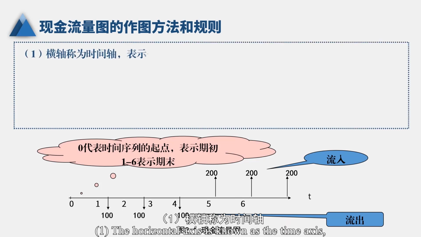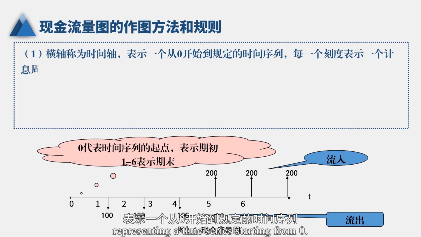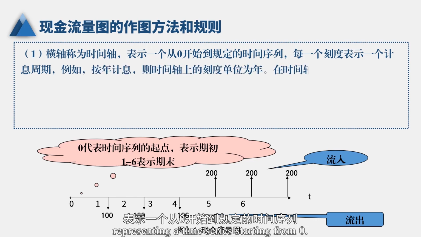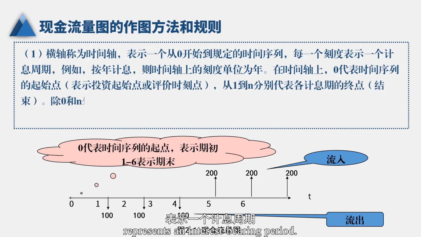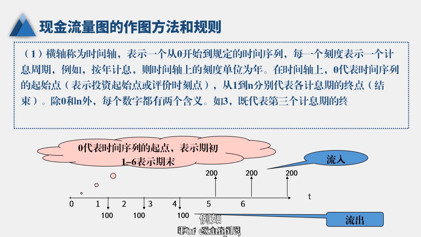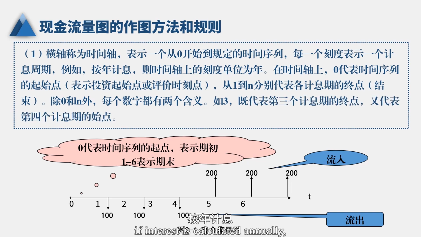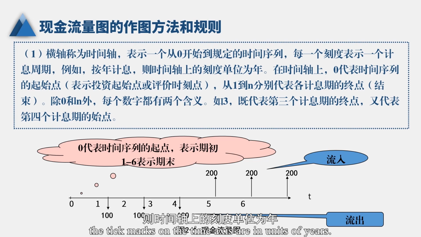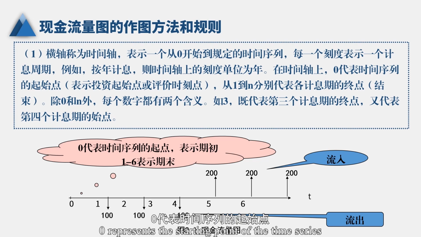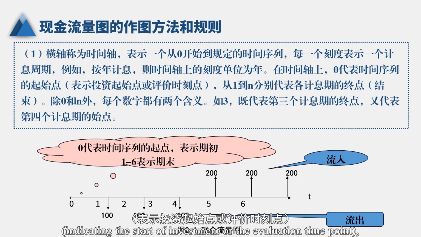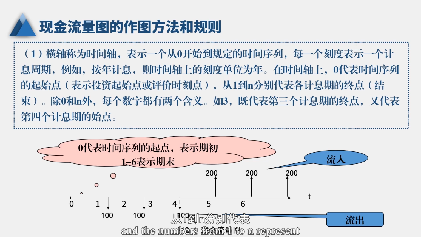1. The horizontal axis is known as the time axis, representing a time series starting from 0. Each tick mark on the axis represents an interest-bearing period. For example, if interest is calculated annually, the tick marks on the time axis are in units of years. On the time axis, 0 represents the starting point of the time series, indicating the start of investment or the evaluation time point. And the numbers from 1 to n represent the endpoints of each interest-bearing period, or the end of the project.